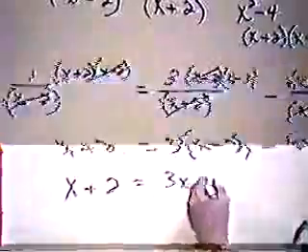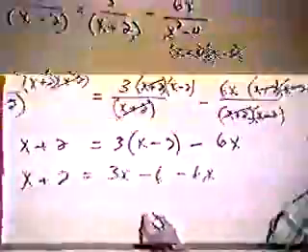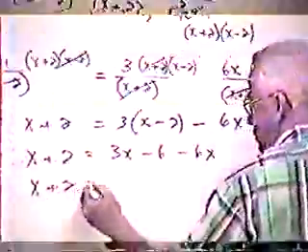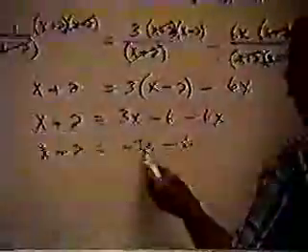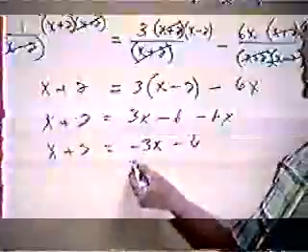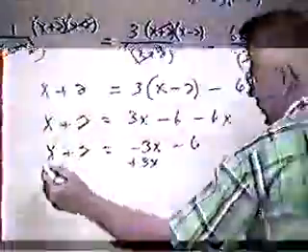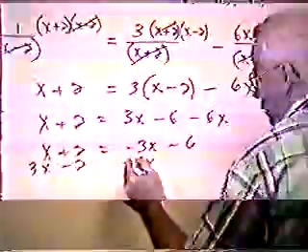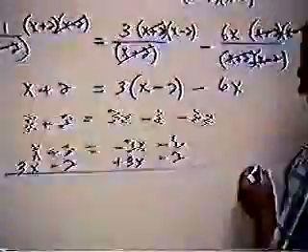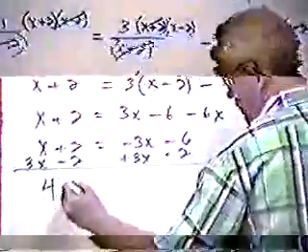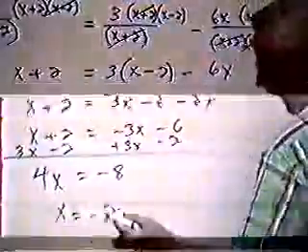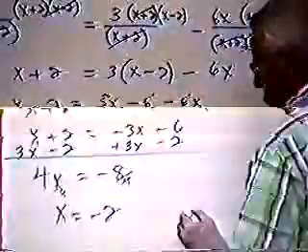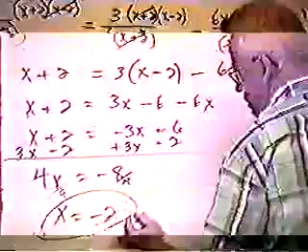So we get x plus 2 is equal to 3x minus 6 minus 6x. So we have x plus 2 is equal to minus 3x minus 6. And so what do we do here? This is subtracted, so we'll add 3x to both sides. And then we'll move the 2 across by subtracting it from both sides. And we get 4x is equal to minus 8. X then is equal to minus 2 by dividing both sides by 4. Minus 2. X is minus 2.